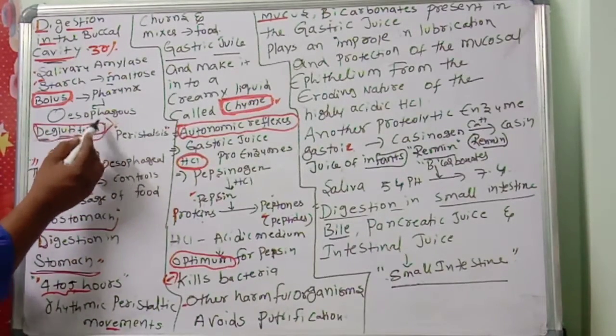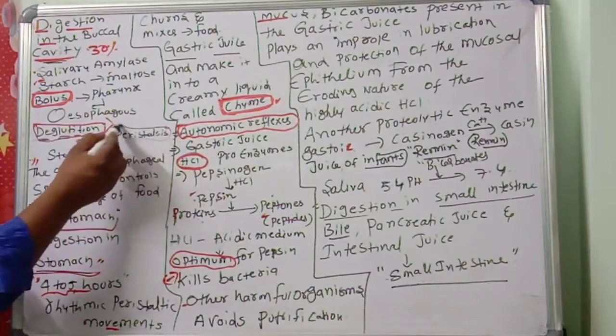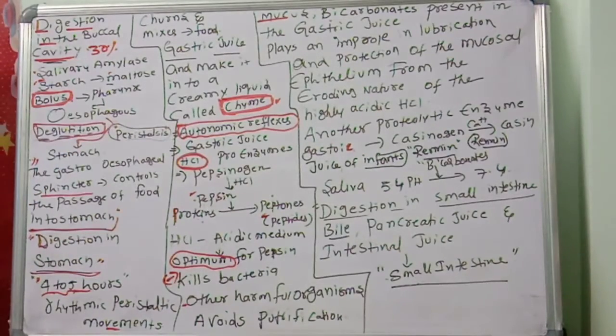In the esophagus, peristalsis takes place. In the esophagus, what takes place? Peristaltic movements. Peristaltic movements are very useful for the movement of food from the upper to the lower parts.